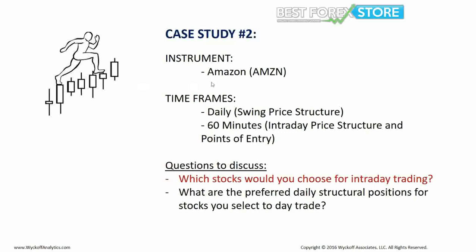Okay, great. So let's look at this example. We're going to look at Amazon, and the time frames we're going to discuss are the daily and the 60 minutes. We're going to look at the daily from the point of view of the swing price structure. We want to determine what the current trend is, where we are in the structure, and whether we are in some kind of stepping stone in the larger trend, and so on. And then on the 60 minutes, we're going to look for points of entry, and we're also going to look at the intraday price structure.